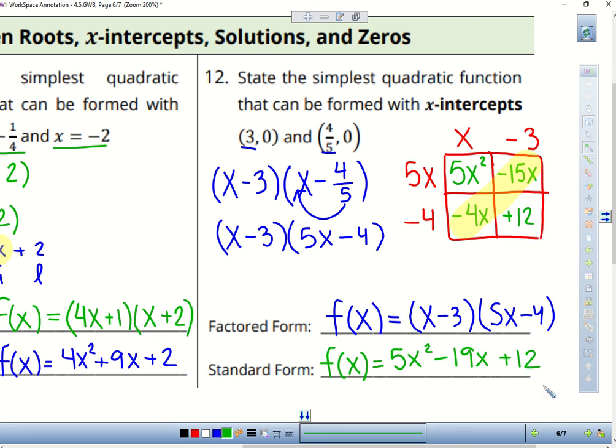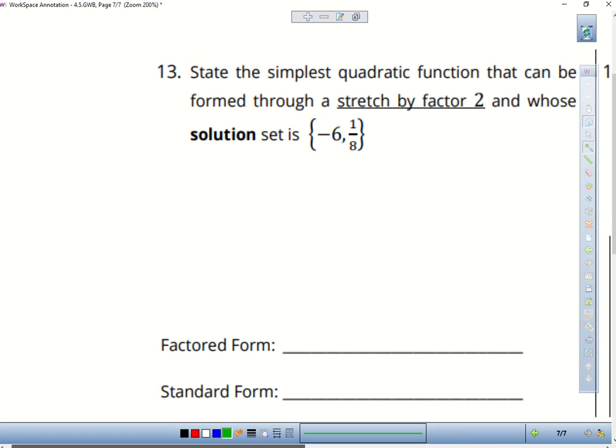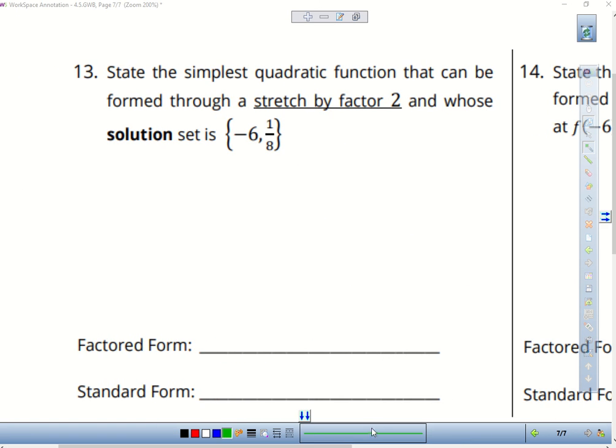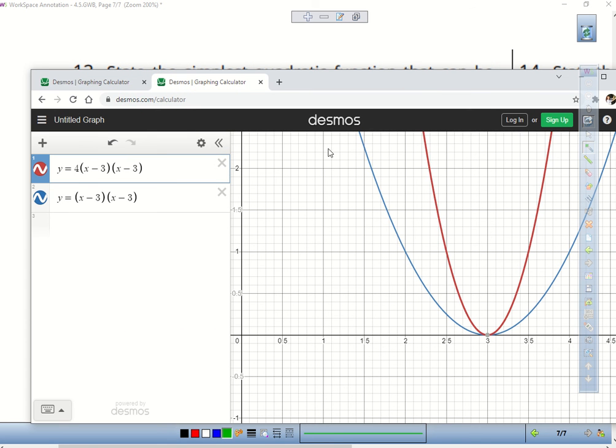Does everybody see how that works? Alright, so now we're going to do a few that have one extra component in them. Now we're going to talk about when we have a stretch factor. So I want to talk a little bit about how the a value affects the graph before we start this.